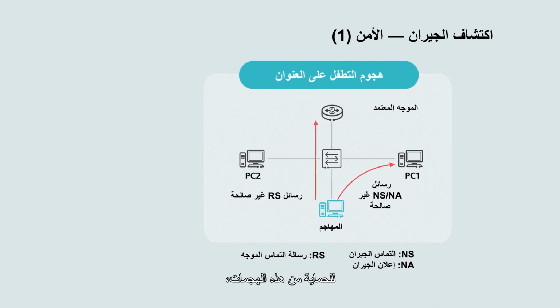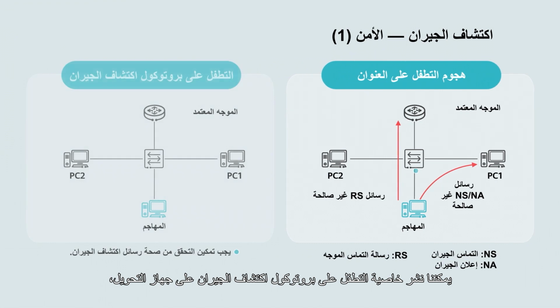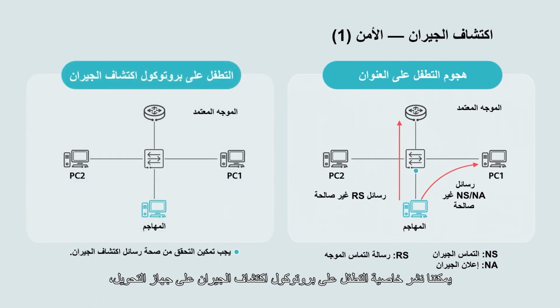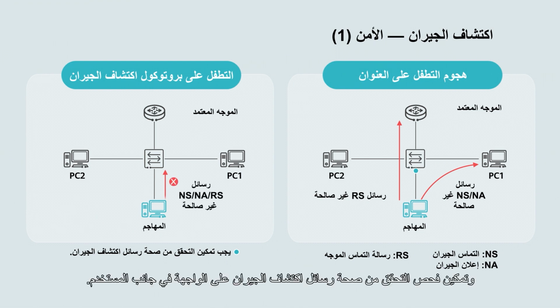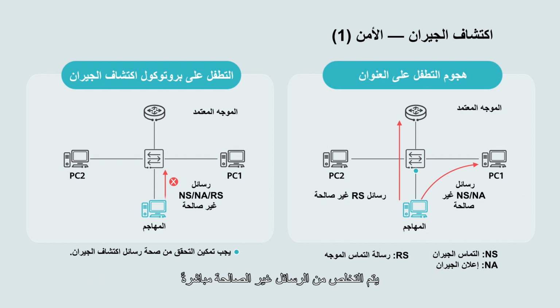To defend against such attacks, we can deploy ND snooping on the switch, configure the interface connected to the authorized router as a trusted one, and enable ND message validity check on the user-side interface. Invalid messages are directly discarded to prevent the damage caused by forged NA, NS, and RS messages.